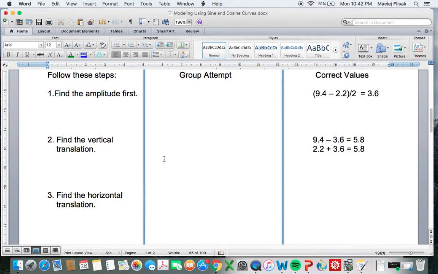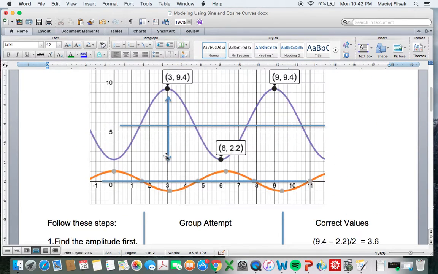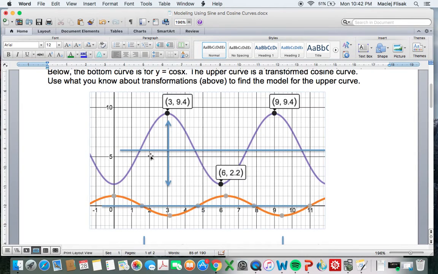Find the horizontal translation. This is a little easier to do. So we just figured out how it moved up and down, and it moved up 5.8. But how did it move left to right, which is horizontally? And as you know, the regular cosine curve always starts here at 1. So then you can take that point and move it right and see where it ends up. So here's the upper point, and here's the upper point here. So how much did this move horizontally to go from here and end up being here?